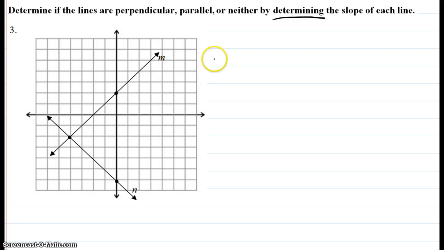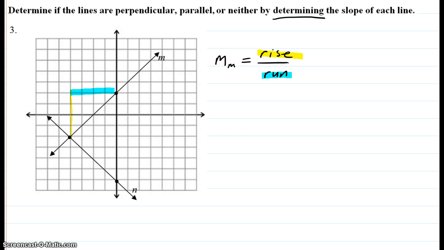So let's find the slope of the first line. We're going to find the slope of line M. And our definition of slope is rise over run. So we're just going to use the two dots that are given. We're going to start on the left dot, and we're going to figure out how much we need to rise. And then we'll figure out how much we have to run.